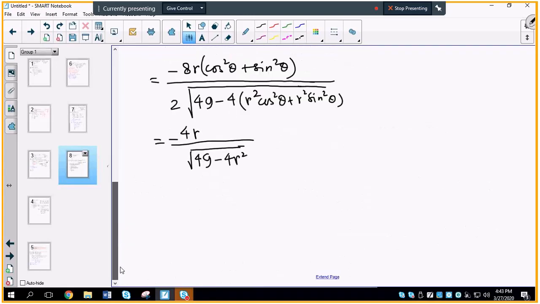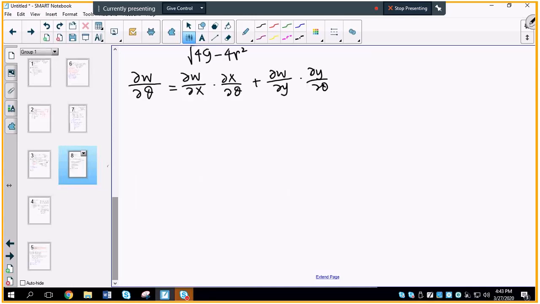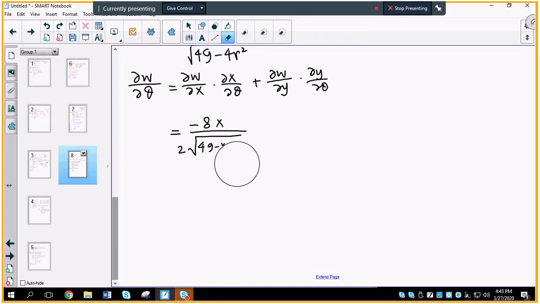As I have said, this is going to give us a little trouble. So again, this is del w del x. This portion we have done times del x del theta. And then we will have plus del w del y times del y del theta. Del w del x and del w del y are known to us. These are minus 8x over 2 times square root of 49 minus 4x squared minus 4y squared.